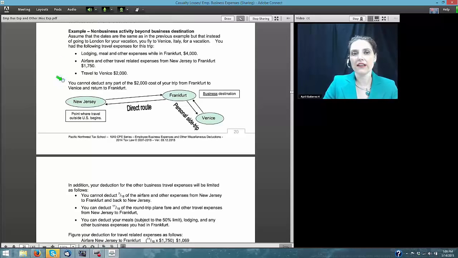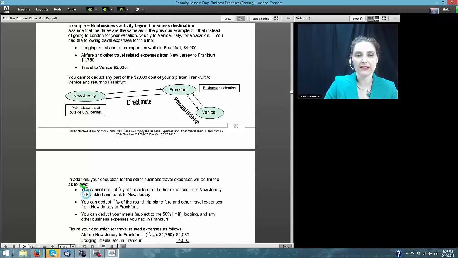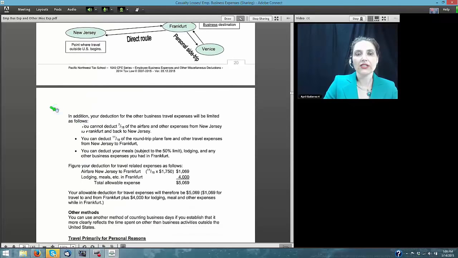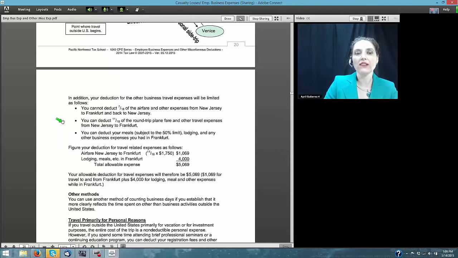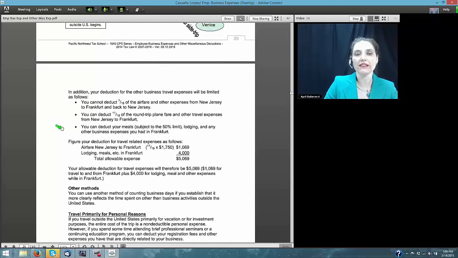You cannot deduct the $2,000 of the cost of going to Venice. Not allowed. Makes sense. But in addition, your deduction for the other business travel expenses is going to be limited. You're not going to be allowed to deduct 7/18 of the cost of airfare and other expenses from New Jersey to Frankfurt and back to New Jersey. Also, you can deduct, though, 11/18 of the round-trip airplane fare and other travel expenses from New Jersey to Frankfurt. And you can deduct your meals, subject to the 50% limit, lodging, and any other expenses you had while you were in Frankfurt.